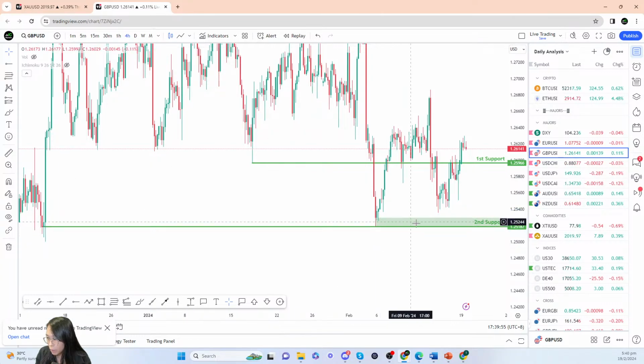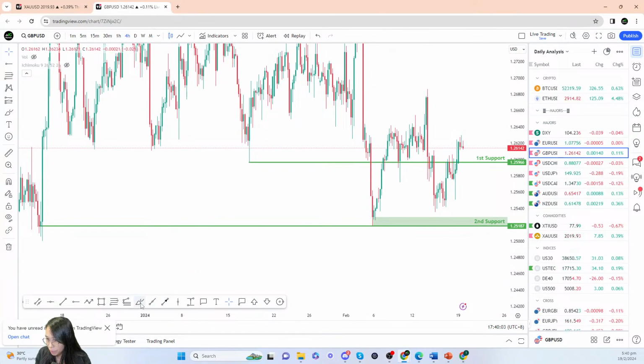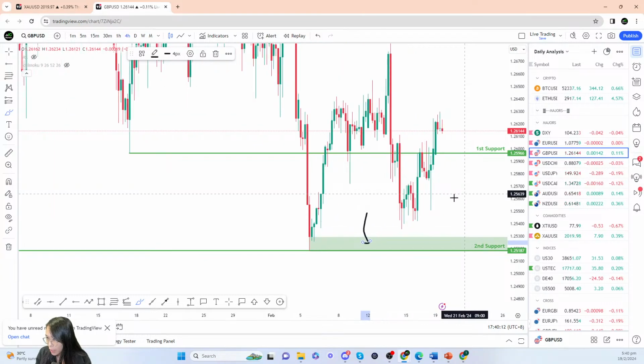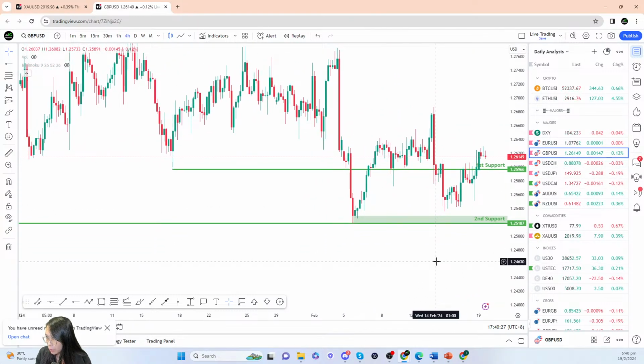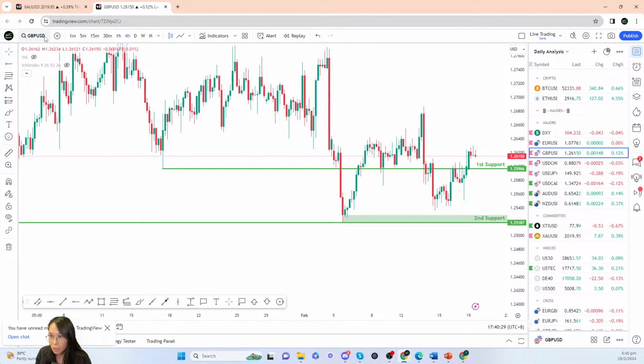Meaning that if the price were to reverse to any price point within the area, it could bounce off. Just like this. An example will be here. You see that the price entered this area and it bounced off. So this will be for my first support and also second support.